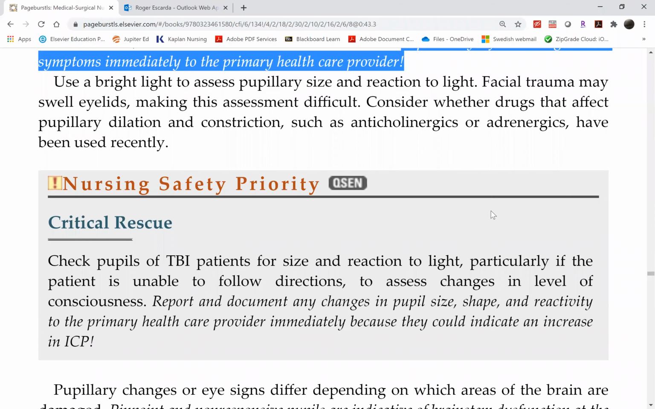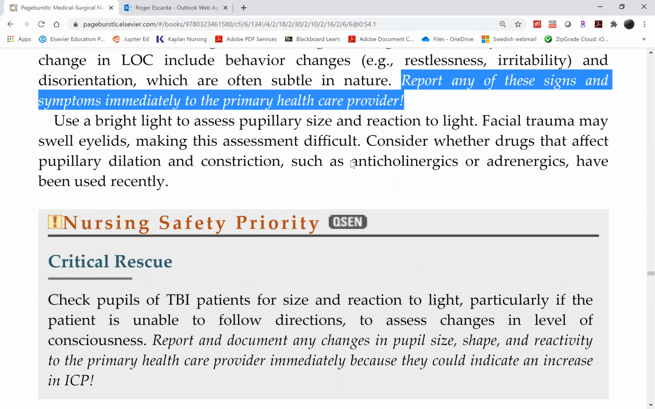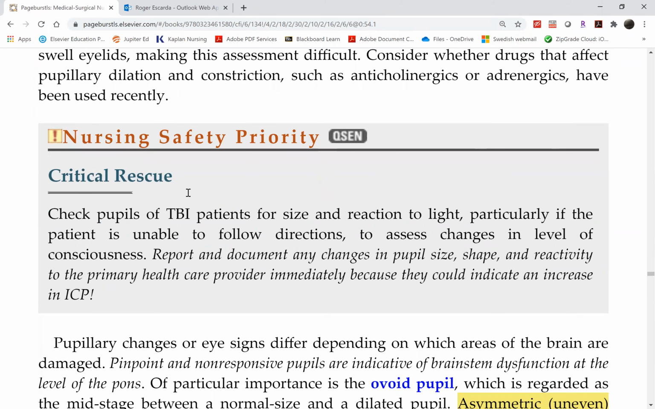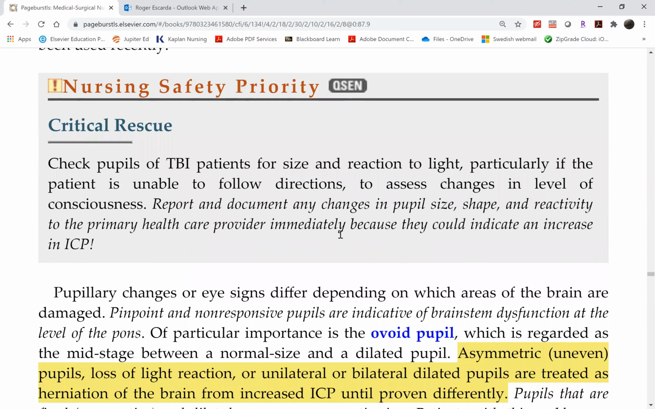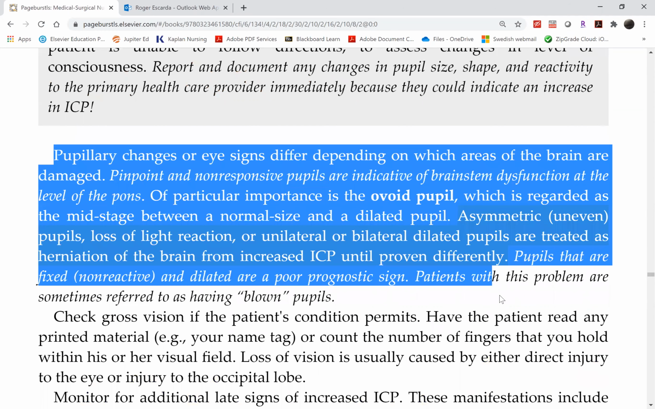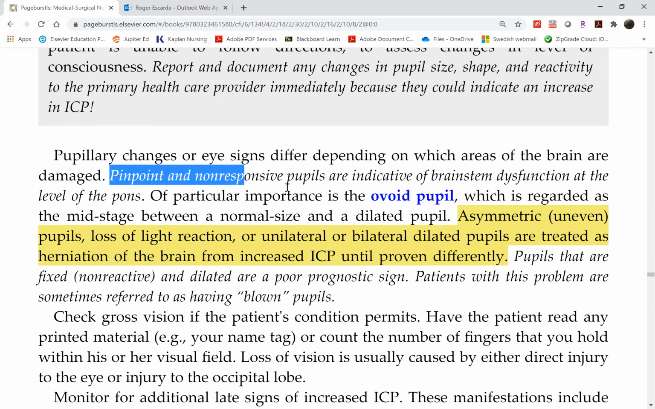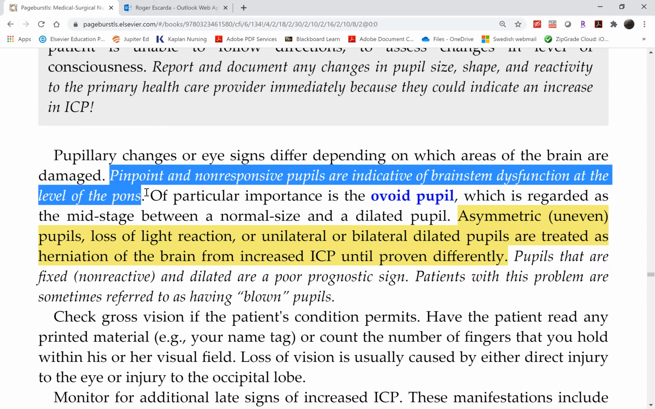Along with your neurologic assessment is always pupillary reaction. Here's a critical rescue here. Please read that on your own. This paragraph, I have 2 questions on these, specifically with the interpretation. For instance, thank you for reading this, Ms. Turner. Pinpoint and unresponsive pupils are indicative of brainstem dysfunction at the level of the pons.